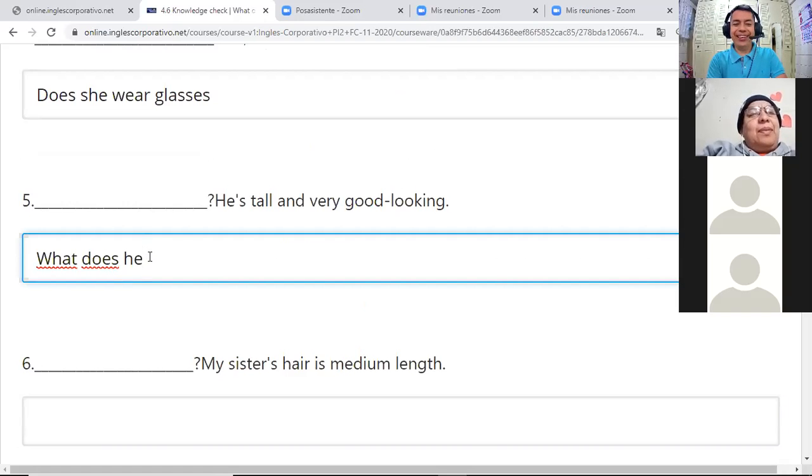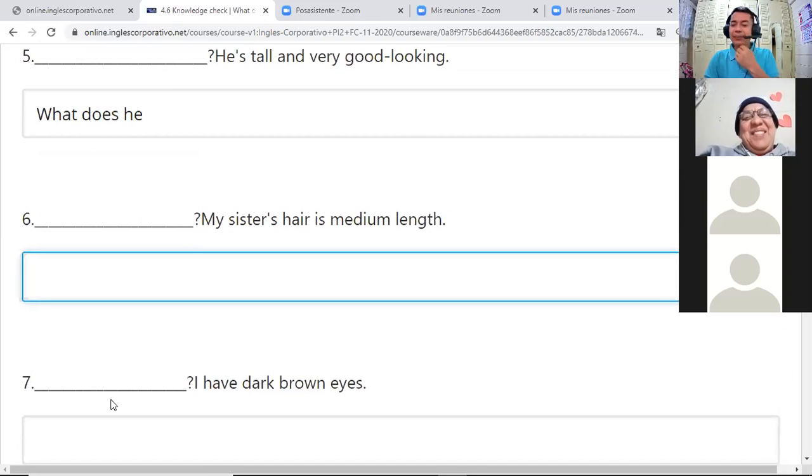Estoy dando mala copia. What does he look like? You know, right? Okay. Let's continue.